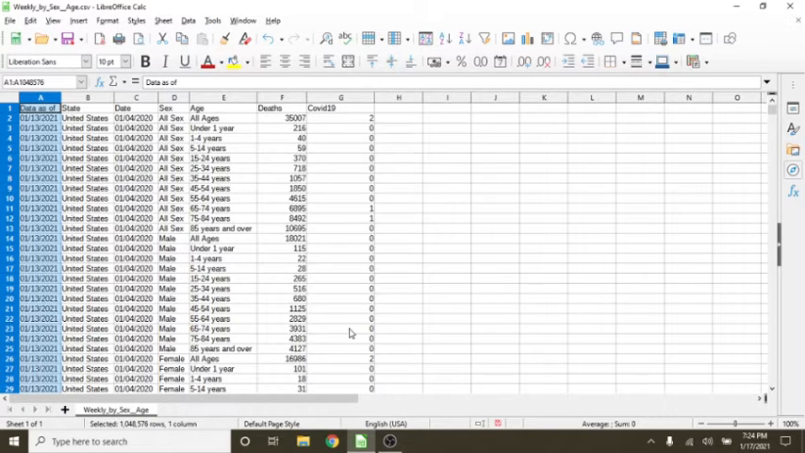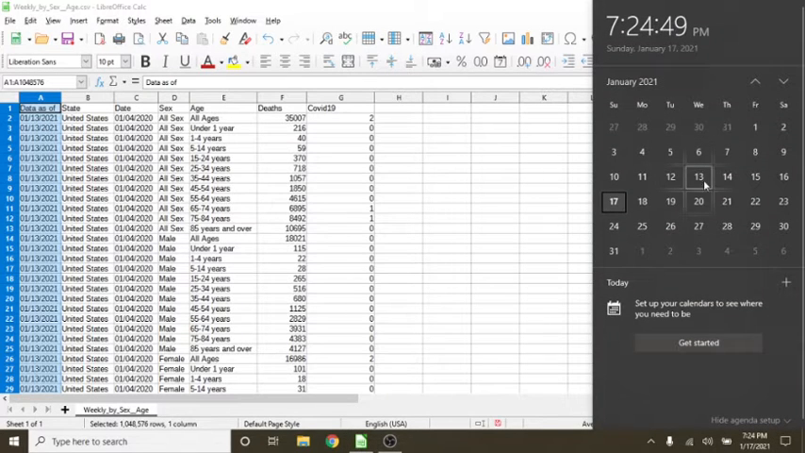Okay, so this data over here is when it was last updated. It was updated on the 13th, and the date was 1/4. So this was the data date, right? Data as of 1/13.